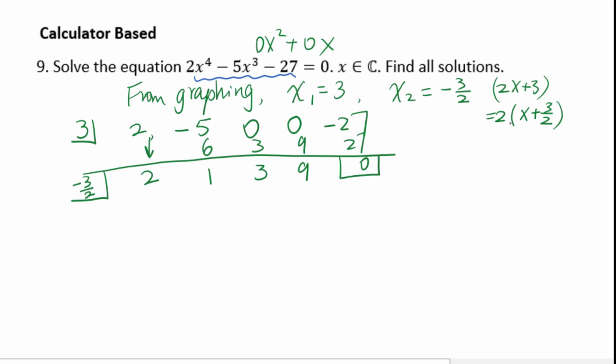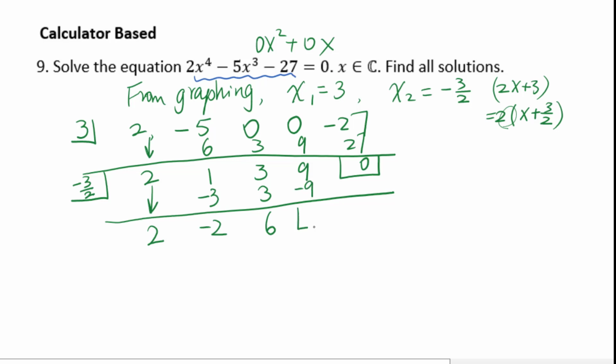After we did synthetic division by using negative 3 over 2 as the root, don't forget to divide by this 2. 2 divided by 2, then multiply by negative 3, negative 3. Adding, negative 2. Negative 2 divided by 2, multiply by negative 3 is positive 3. 6. 6 divided by 2, multiply by negative 3, negative 9. 0. Don't forget to divide by 2. So we have 1, negative 1, 3.